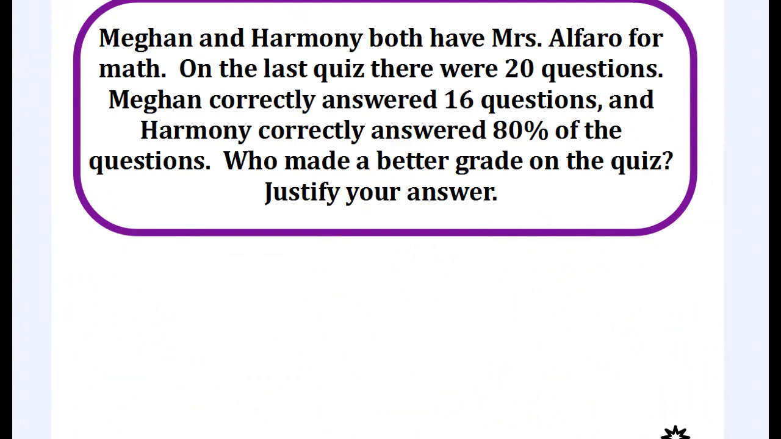Okay, next example. Megan and Harmony both have Mrs. Alfaro for math. On the last quiz, there were 20 questions. Megan correctly answered 16 questions, and Harmony correctly answered 80% of the questions. Who made a better grade on the quiz? And justify your answer. So let's take a look at what we know. Harmony answered 80%. And Megan, we don't know the percent, but we know that she answered 16 questions correctly out of 20 questions. So she would be 16 out of 20.